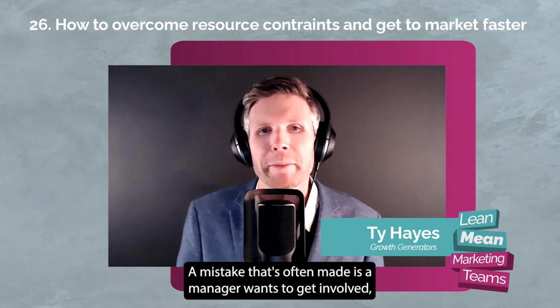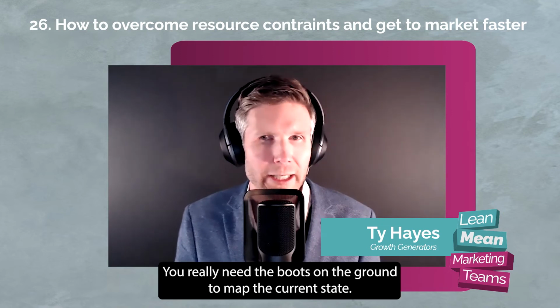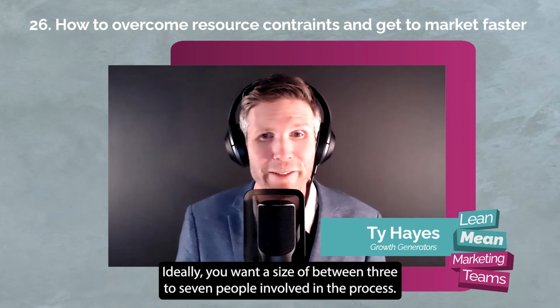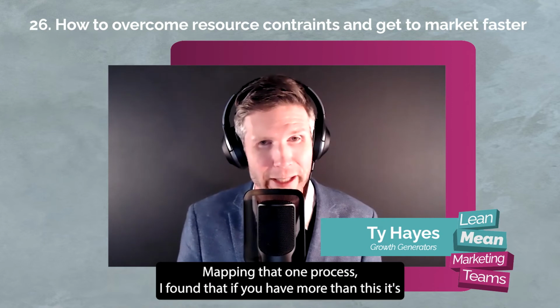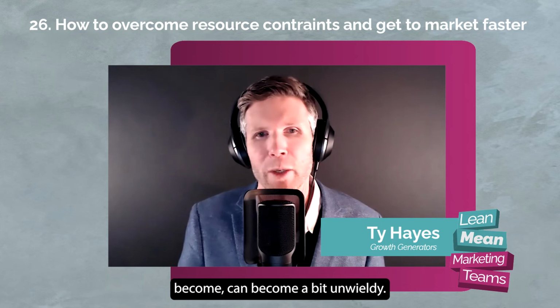A mistake that's often made is a manager wants to get involved, but they don't know the detail of what actually happens. You really need the boots on the ground to map the current state. Ideally, you want a size of between 3 to 7 people involved in mapping that one process. I found that if you have more than this, it can become a bit unwieldy.